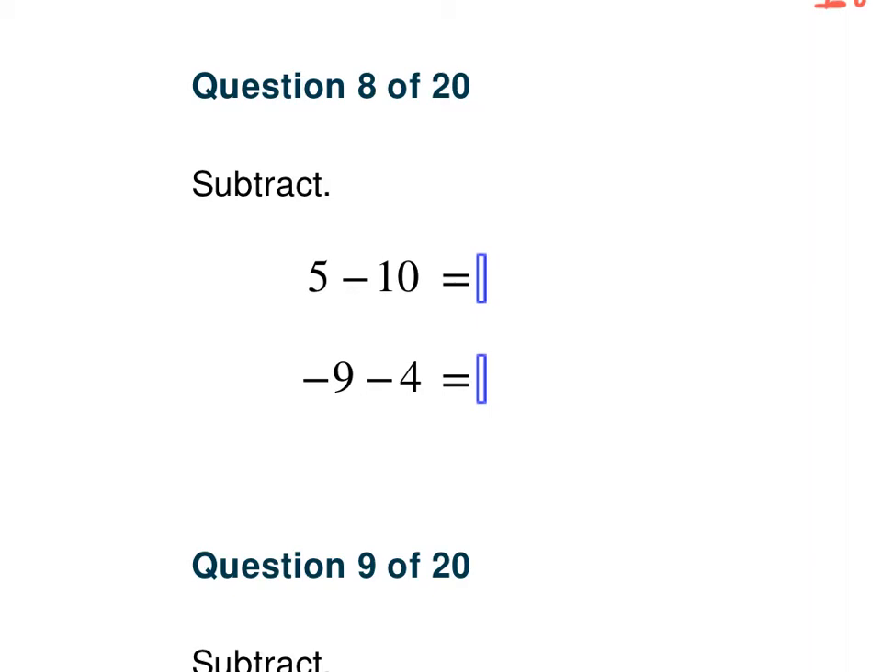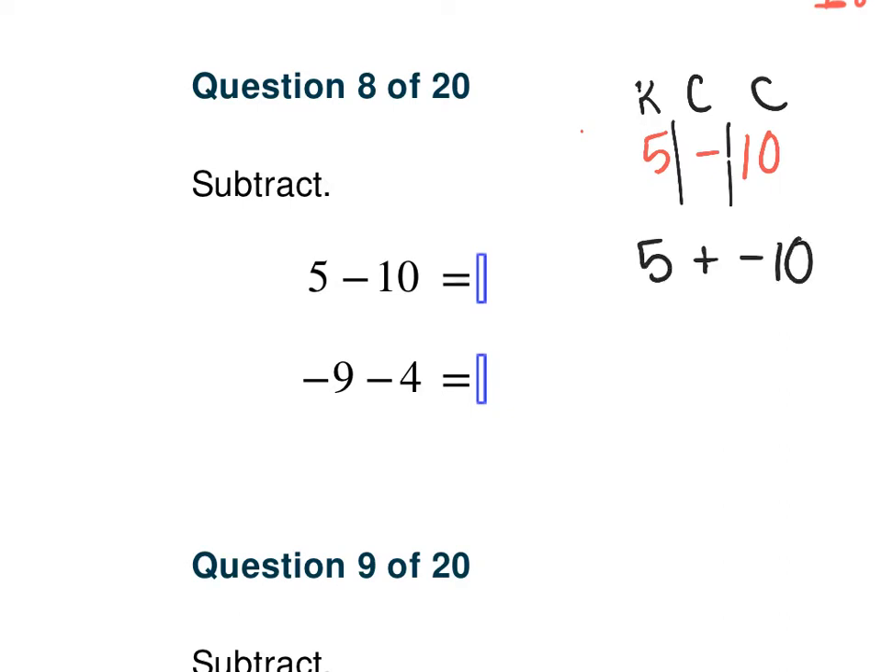Next up on question 8, we have some subtraction problems. So these are where we start doing the keep, change, change. So if I have 5 minus 10, what I like to do is put my columns. I have keep, change, change, and then I'm going to rewrite it. 5 plus -10. In this case, I have more negatives than I do positives, so I know my answer is going to be negative. And I have 5 more negatives than I do positives, so I say 10 minus 5. That leaves me with 5 left over, and my answer is going to be negative.